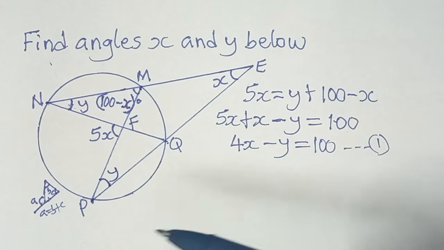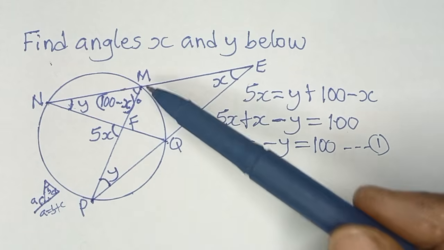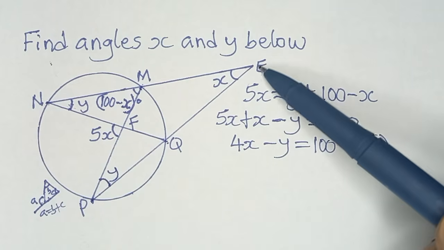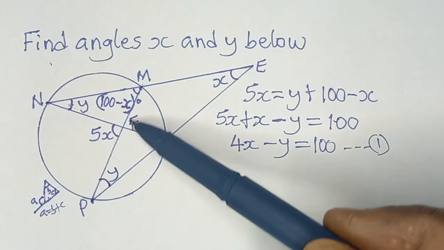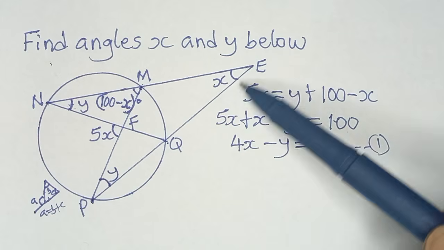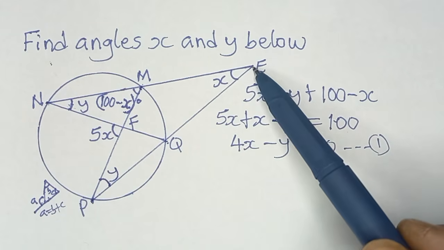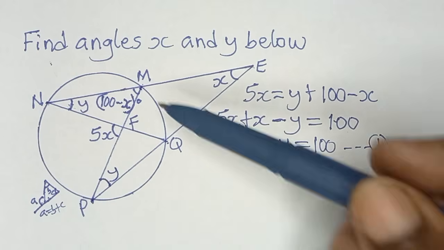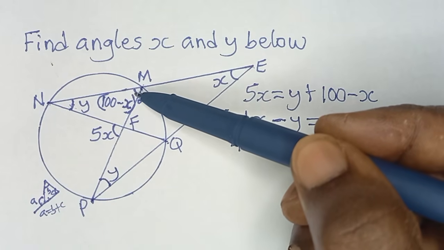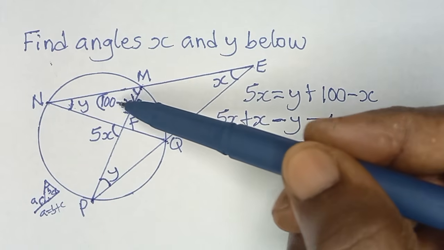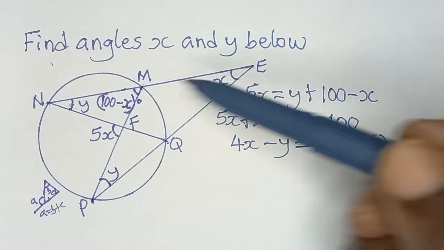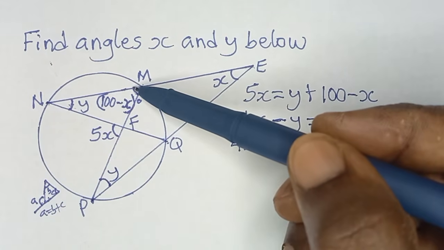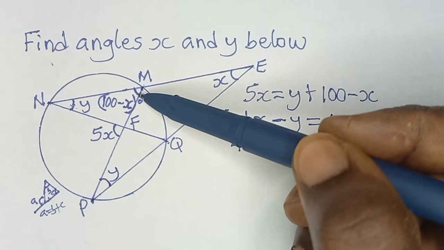Then now, I want to use triangle PME, to use the same exterior angle of a triangle. If you check, the line EM now has been extended outward to form this exterior angle, which is 100 minus x. So this is the exterior angle of the triangle because one of the lines is extended outward, and then it gives this exterior angle.